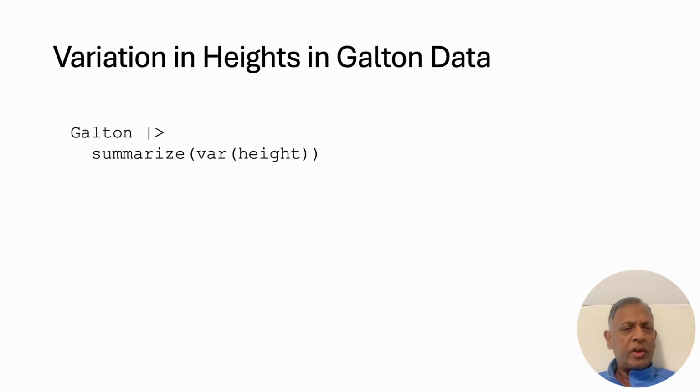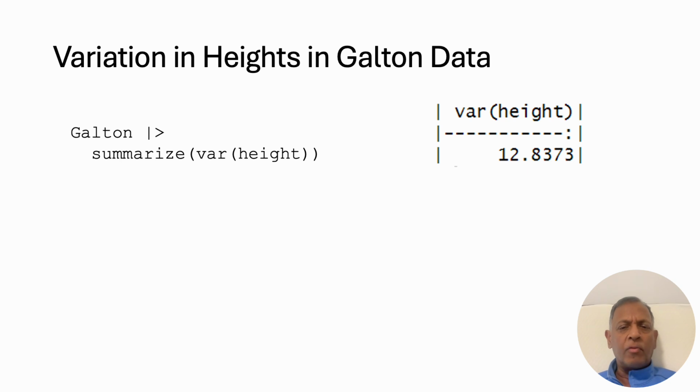Okay, so once again, we go to our Galton data set. We look at the variation in the heights, which is our response variable, and we see that the total variation in the heights is 12.8373. So we calculated the variance of the column.